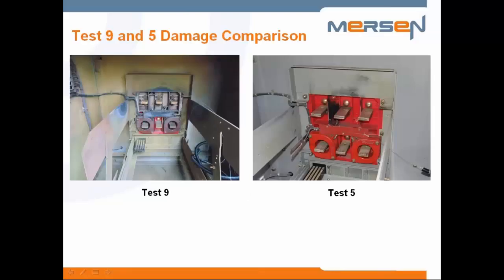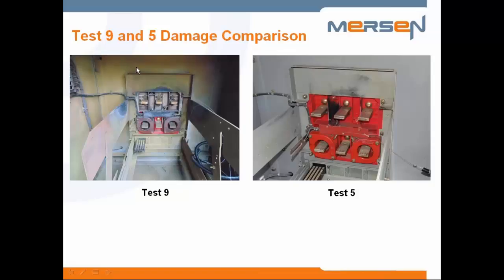If we looked into the equipment like we did here and took pictures, with test 5 on the right, the one with the high-speed grounding switch, you can see there's minimal damage due to the arc. Before the arc could be fully developed, it was extinguished. And so this can be repaired in place and put back into service.